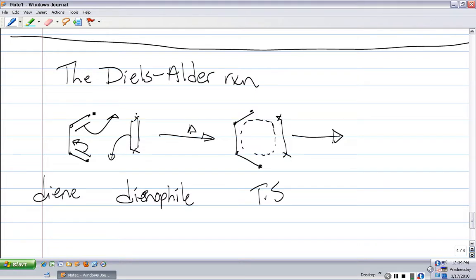In other words, in a sense, what is happening is this. I form this sigma bond at the expense of that pi bond. I use this pi pair to form that sigma bond, and I use this pi pair to form that sigma bond. And the final product of the reaction turns out to be a cyclohexene.